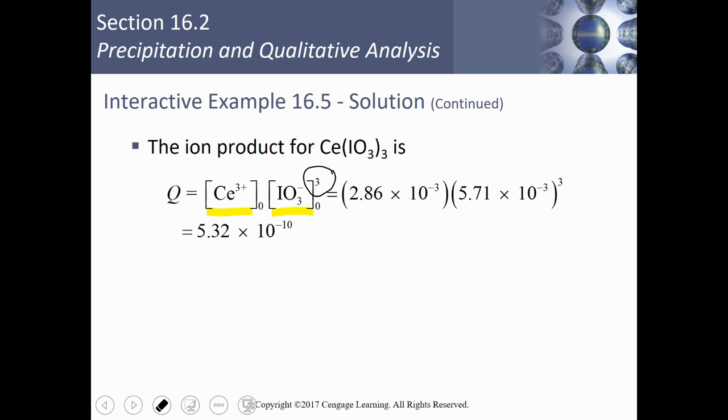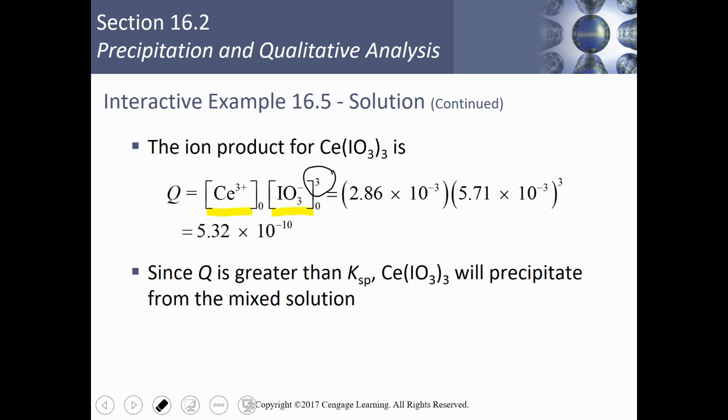All right. So your Q value after you plug in those concentrations we found on the last slide is going to be 5.3 times 10 to the negative 10. So Q is greater than the solubility product constant of cesium iodate. Therefore, it will precipitate out of solution.